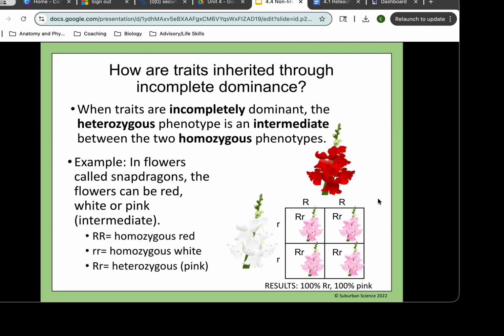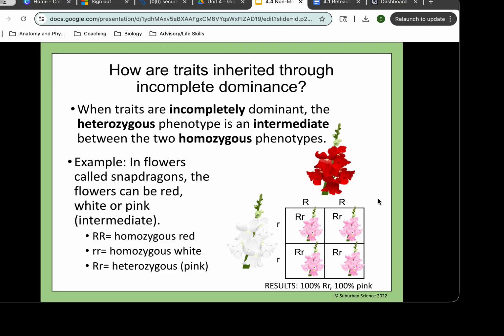So incomplete, right, gives us something in between. That's how I remember that one. Incomplete is in between. So we see this with a lot of plants, right? There's kind of a variety of colors that we see that you can't always predict. These flowers could have red offspring on the next round. They could have white offspring, and we see all sorts of different combinations.